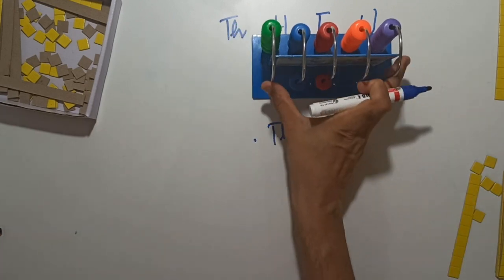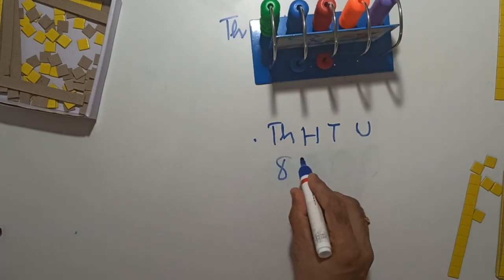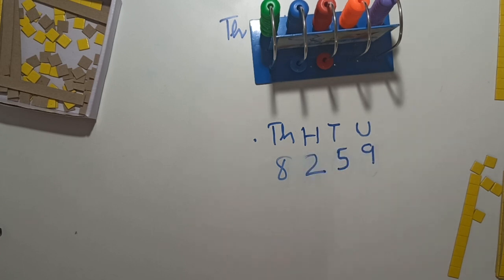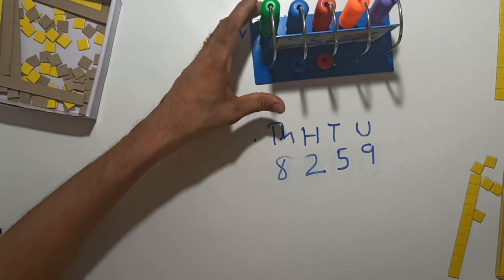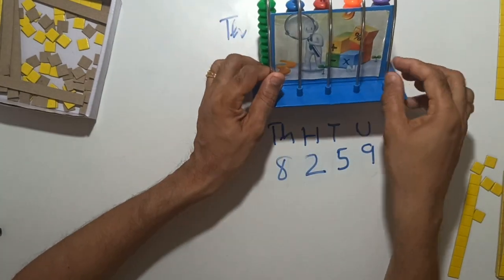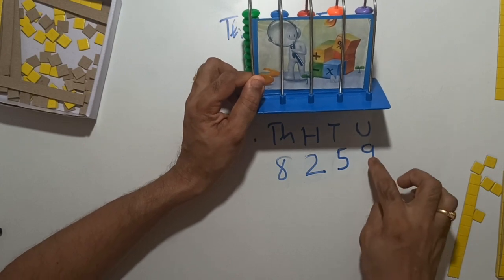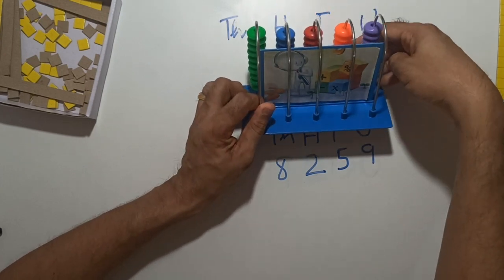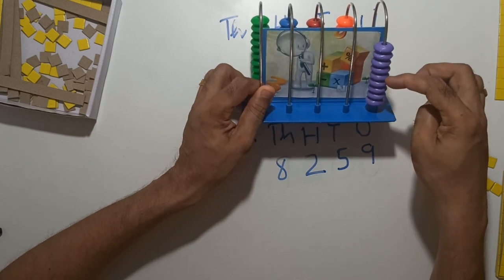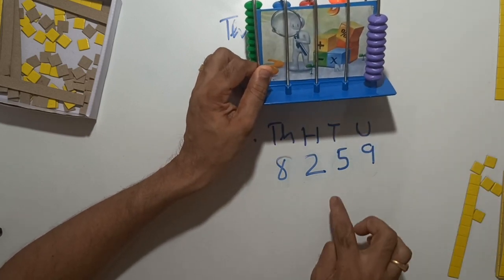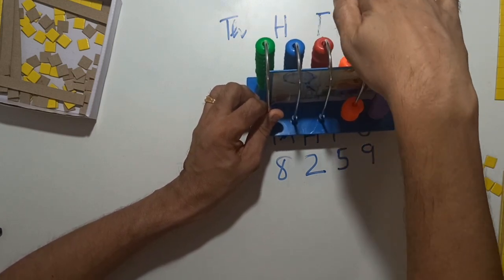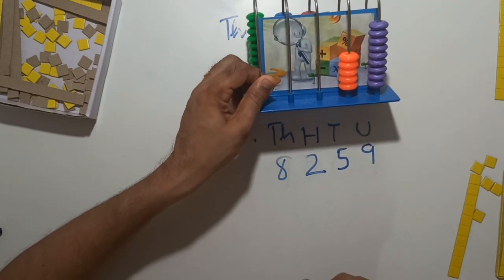Suppose I want to represent the number 8259. How do we represent this number? Right? Just look at the digit. I'll put back everything. Right? Now there is nothing here in the abacus. So I need 9 in the units place. So bring 9 of these things from the units place. There is 1, 2, 3, 4, 5, 6, 7, 8, 9. Then I need 5 in the tens place. So just bring 5 now. Right? 5 in the tens place.